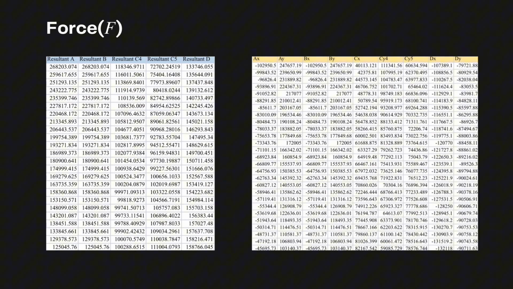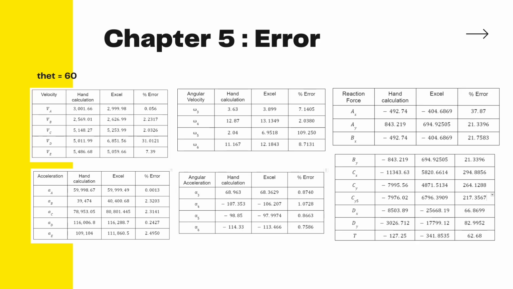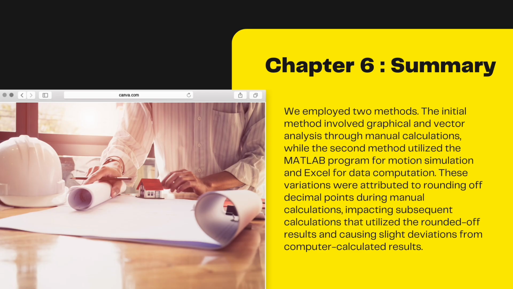Now, we need to draw the free body diagram and write the force equation to find the reaction force. Resultant force comes from taking the force in the x and y axes, adding the squares together and taking the square root. Okay, the comparison or error percentage. For the equation, we use hand calculation minus Excel, then divide by Excel. All of it times 100, we will get the percentage of error. Okay, the theta we use for the input angle is 60 degrees. As you can see here, for some of them the percentage error is so small, but for some of them the percentage error is higher.